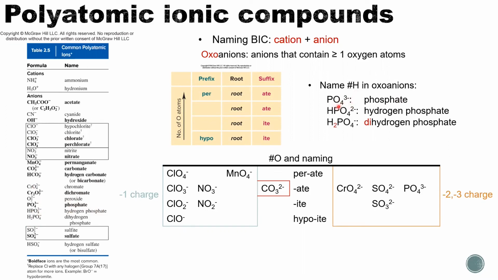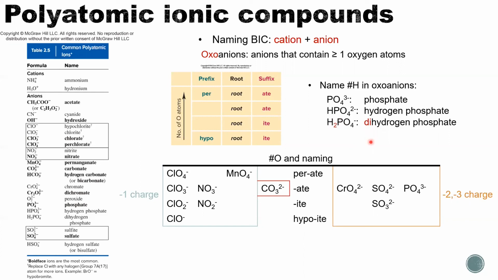We need to address the number of hydrogens in the naming. First, you need to see if the number of oxygens is the same. PO4 3- is phosphate. HPO4 2-, the charge changed but the number of oxygens is not changed, so this one would just be hydrogen phosphate. If you have more hydrogen and the charge decreases further, we identify the number of hydrogens by using a prefix, so it's dihydrogen phosphate. We will talk about the prefixes in later slides, but this is an indication of how many.